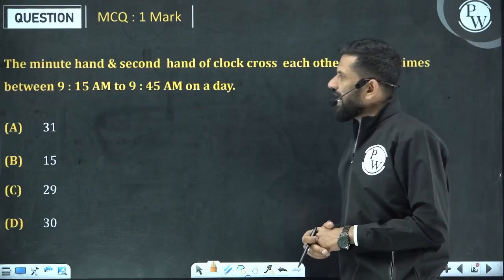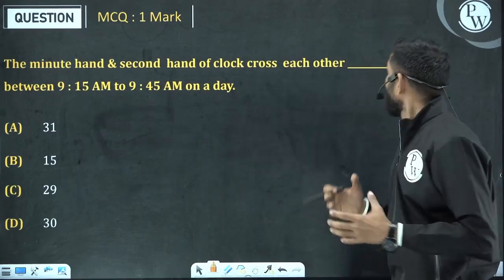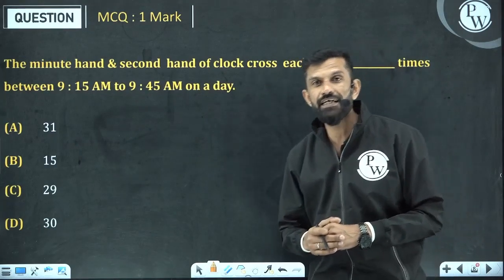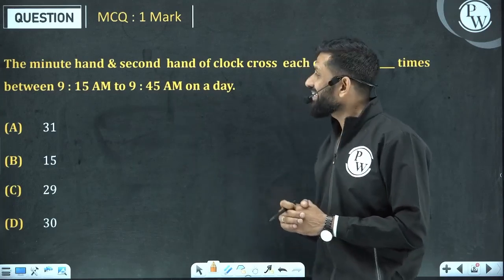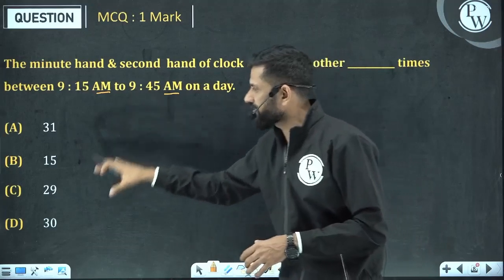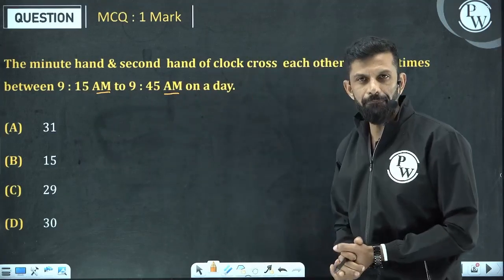Next question, here they have given: the minute hand and second hand of a clock cross each other dash times between 9:15 to 9:45 on a day. In a day, 9:15 to 9:45 AM they are talking about. So don't think that even PM is there. No doubt, options are not given for AM to PM everything. So only from AM to AM.